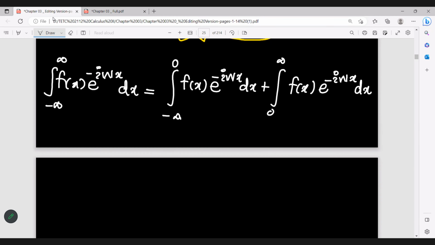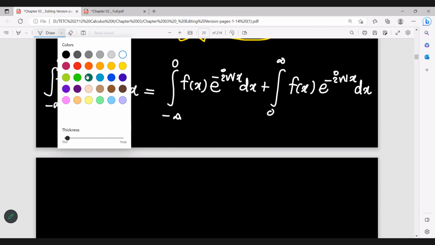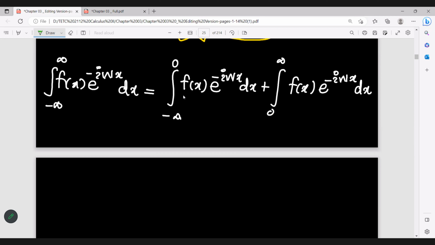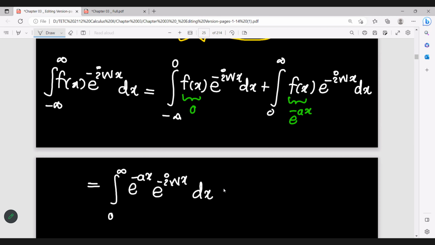And we can see that in the problem, f of x is defined as 0 when x is less than 0, and it is equal to e to the power minus ax when x is greater than 0. So we can rewrite this integral as from 0 to infinity. We can replace f of x by e to the power minus ax times e to the power minus iwx dx.